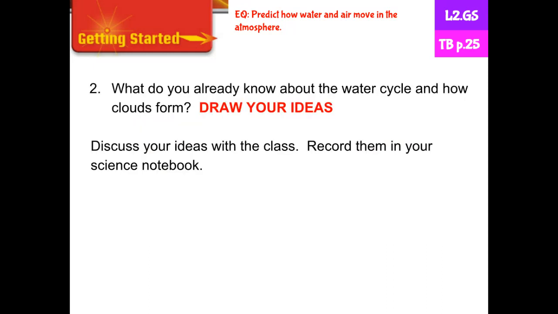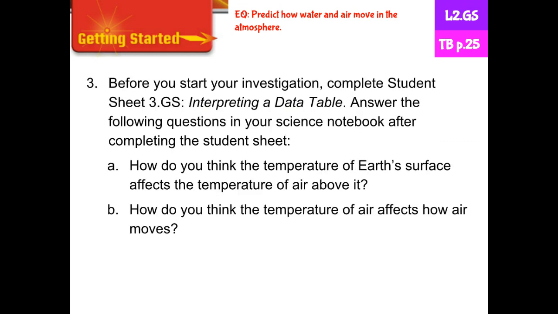Number 2 is going to be what you already know about the water cycle and what you know about how clouds form. You could draw your ideas or write them in your notebook. And number 3 is going to be looking at sheet 3 GS, which is interpreting a data table. And you have some questions to answer in your notebook after completing the student sheet.